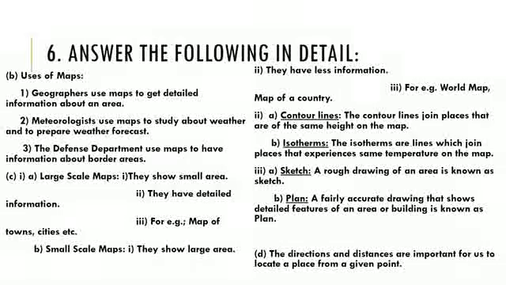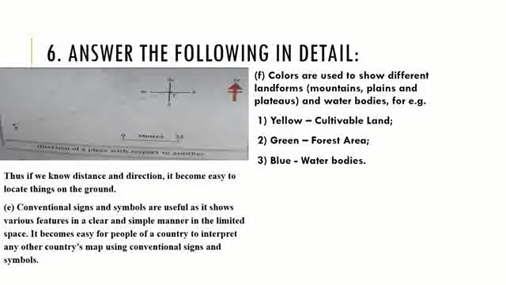Now we have to differentiate between sketch and plan. A sketch is a rough drawing of an area, and a plan, a fairly accurate drawing that shows detailed features of an area or building, is known as a plan. Now D part. What is the importance of direction and distance? The directions and distance are important for us to locate a place from a given point. Thus, if we know distance and direction, it becomes easy to locate things on the ground.